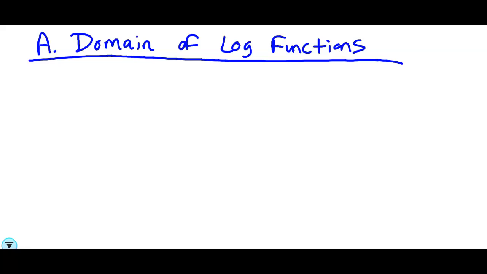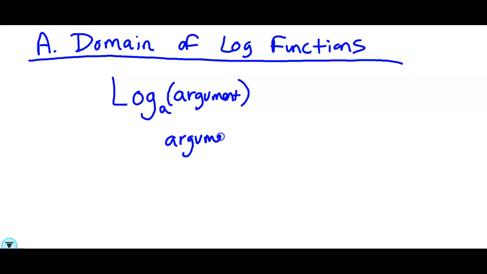So, here's the part that I would like you guys to write. For any log function, this part that's in parentheses is what we're going to call the argument, right? I've been calling it that for the past few days. But for any log function, the argument has to be greater than 0. It can't be equal to 0. It's got to be greater than 0, right? So in other words, it's got to be a positive number.